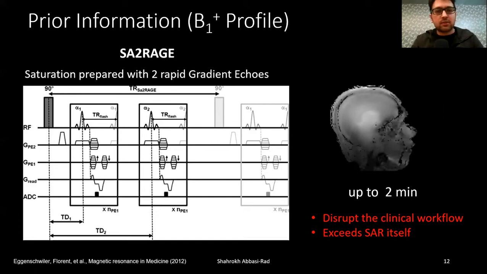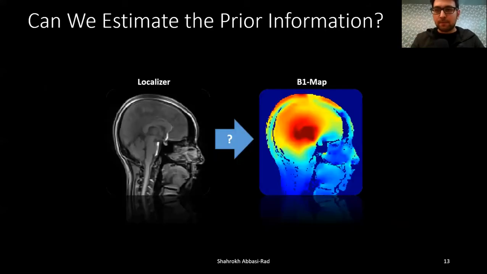There are many sequences. SAR is one of them, but it takes up to 2 minutes and it disrupts the clinical workflow. We were thinking, is there any method that we can circumvent this step? We noticed that in the localizer scan, there is B1 information, because we could see the B1 inhomogeneity artifact in the localizer itself. So we were thinking, is there any tool that can predict the B1 map that we want from the localizer? And the answer is yes: CNN, the convolutional neural network.